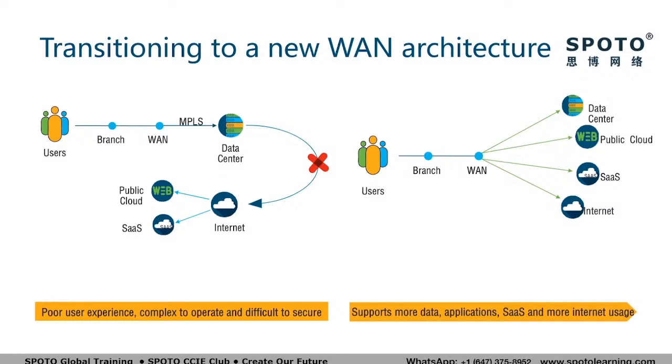In the traditional WAN solution, all user traffic is aggregated through the MPLS from the branches to the data center. Then from the data center, it heads out to the public internet to access the public cloud or access SaaS.